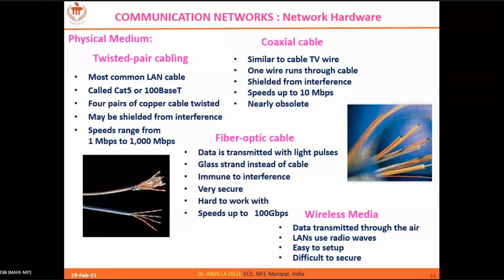So for example, for minimum bandwidths, like 10 Mbps data rates, coaxial cable is sufficient. It looks like your cable TV wire, where there is an innermost conductor and the outer layer, and there is a net kind of conducting material, right? Again, there is a shield on the top.